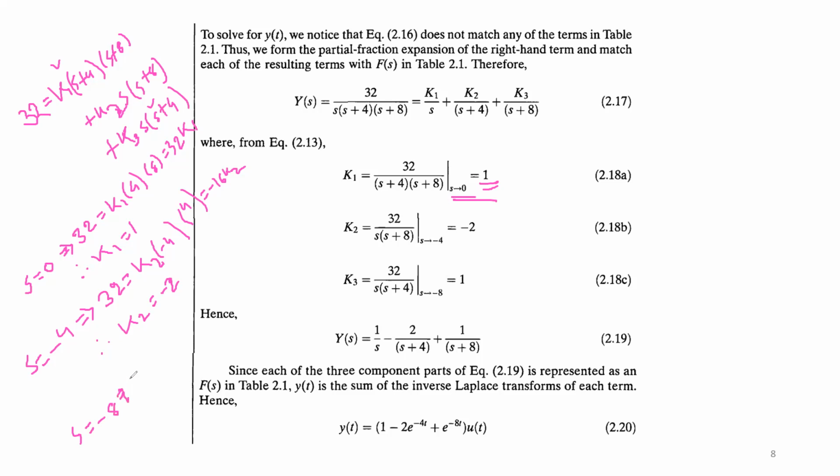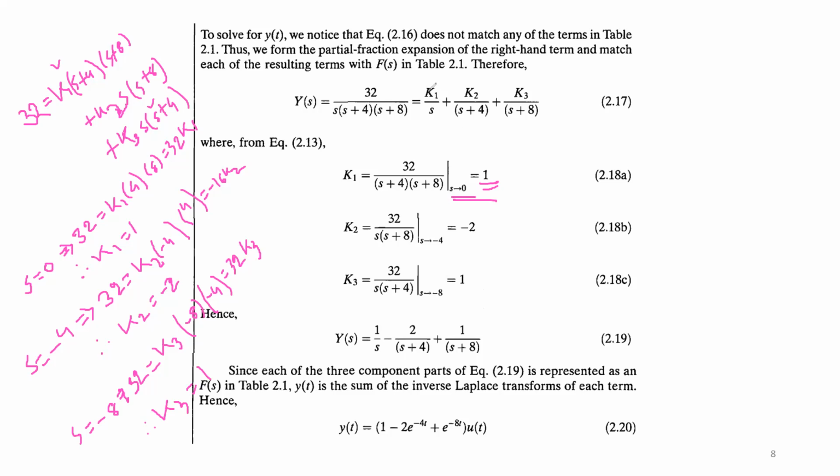Again, if you put s equal to -8, then what would happen? This one will be 0, this one will be 0, k3 would be there. 32 is equal to k3 into -8. If you put -8 here, then it will be -4. That means 32 is 32 k3. So k3 would be 1.